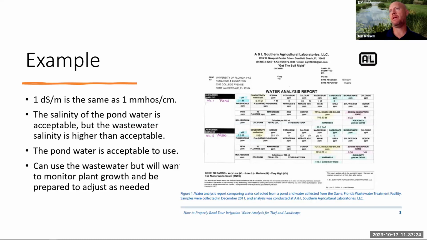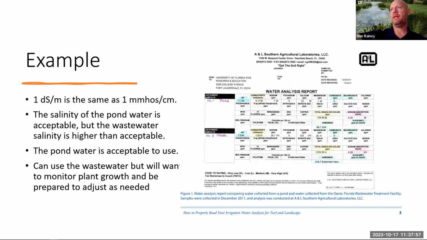If you can look, what we have is two sample sets here: number one, pond, and number two, waste treatment. It was collected from a wastewater treatment facility. If we start on the first column, pH, we look at the top. It's almost neutral. It's 7.1 for the pond water, and it's neutral for the wastewater. Conductivity, however, is definitely higher in the waste.